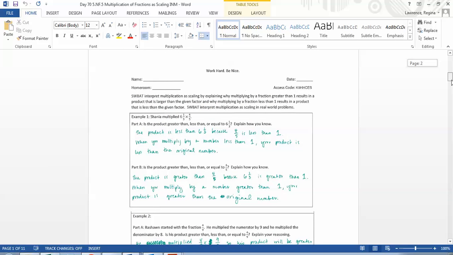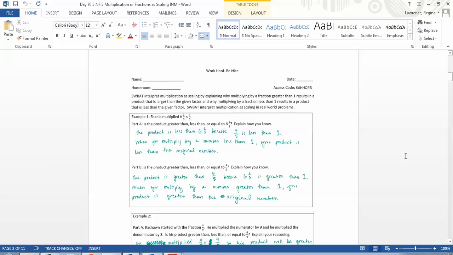The very first one is Shania multiplied 6 1/3 times 4/5. Is the product greater than, less than, or equal to 6 1/3? Explain how you know. And then flipping it, is the product greater than, less than, or equal to 4/5? Explain how you know. So this time we switch which is going to be the original number. 4/5 is less than 1, so I know that the product is less than 6 1/3. However, I flip it here, and we're going to now say that 4/5 is the original number, and 6 1/3 is greater than 1, so my product has to be greater than 4/5.